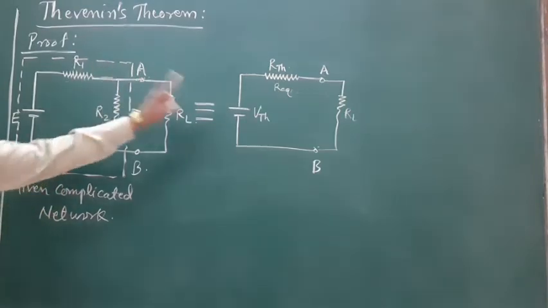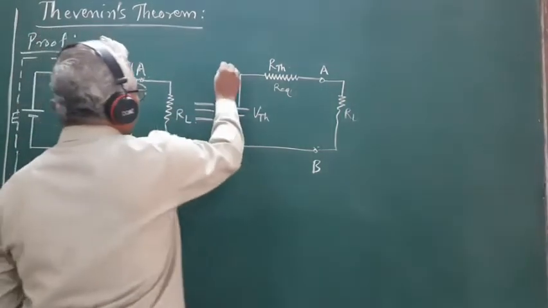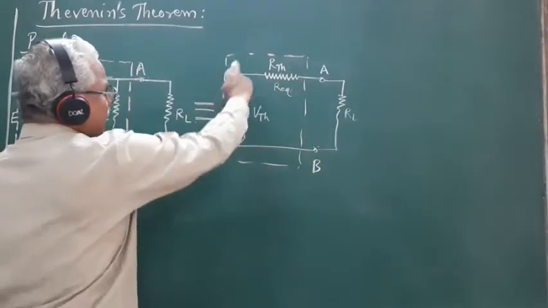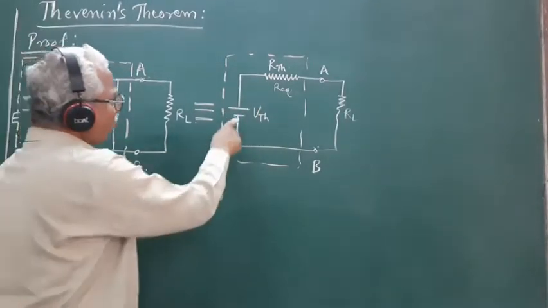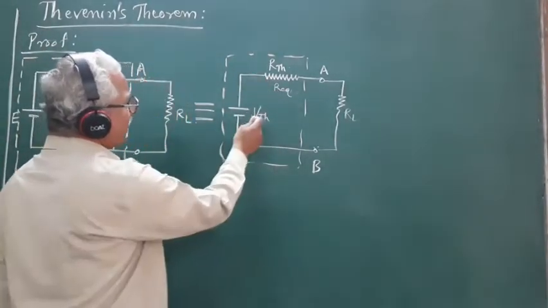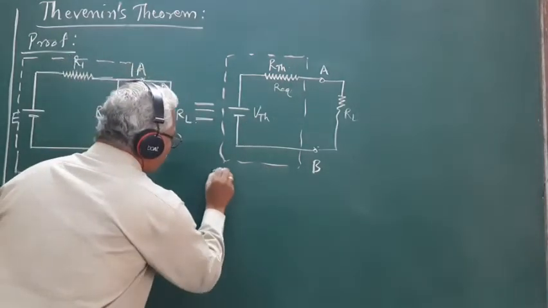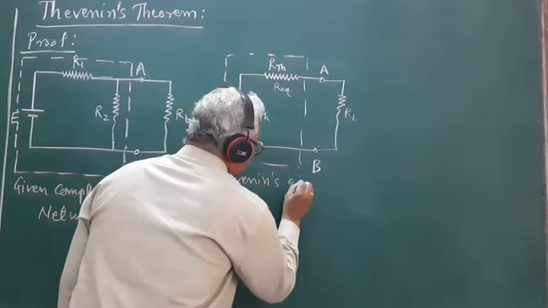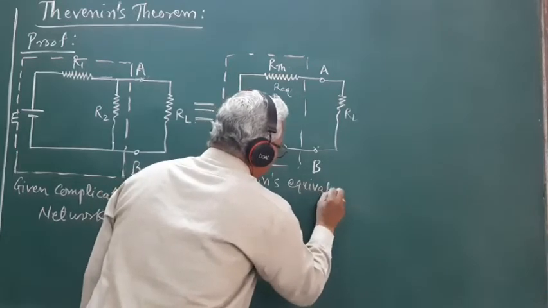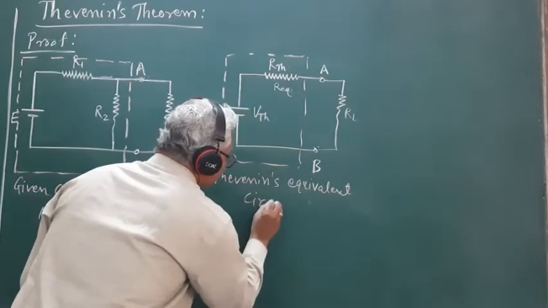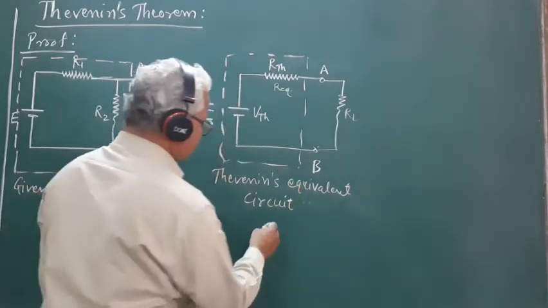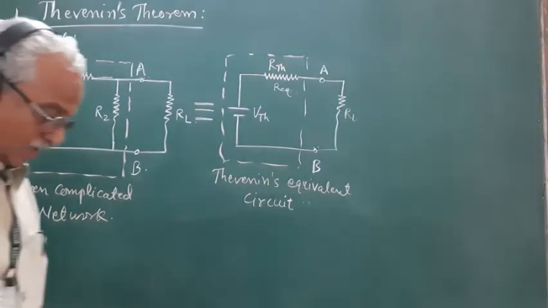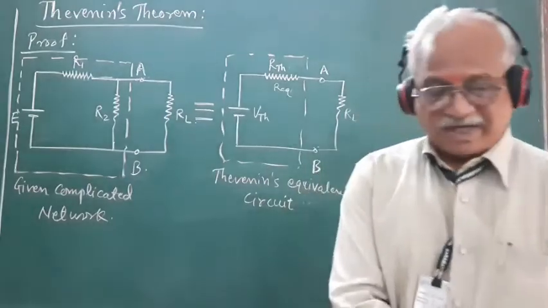So the two networks are identical as per Thevenin's theorem. This simple series circuit consisting of VTH and RTH, or V equivalent and R equivalent, is called Thevenin's equivalent circuit. So, how can we prove this theorem?